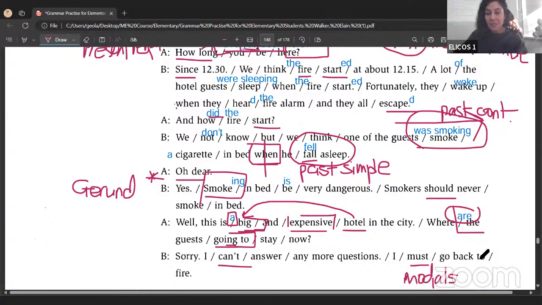So I must go back to, again, we've got a noun. We can't just say fire. I must go back to the fire. Yeah, I must go back to the fire.